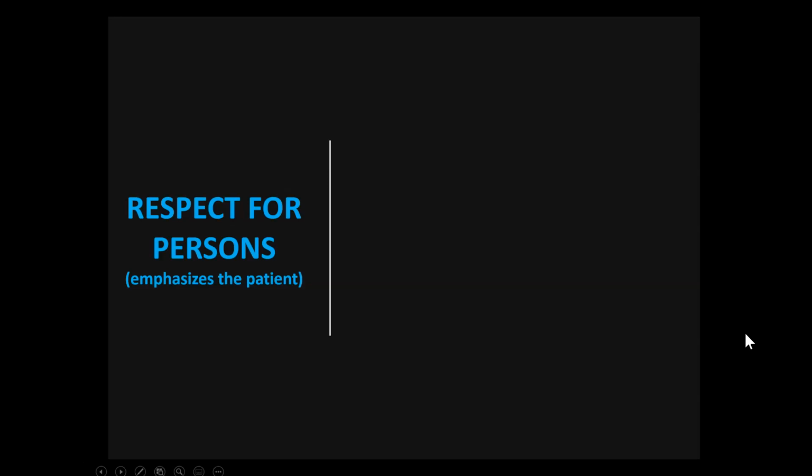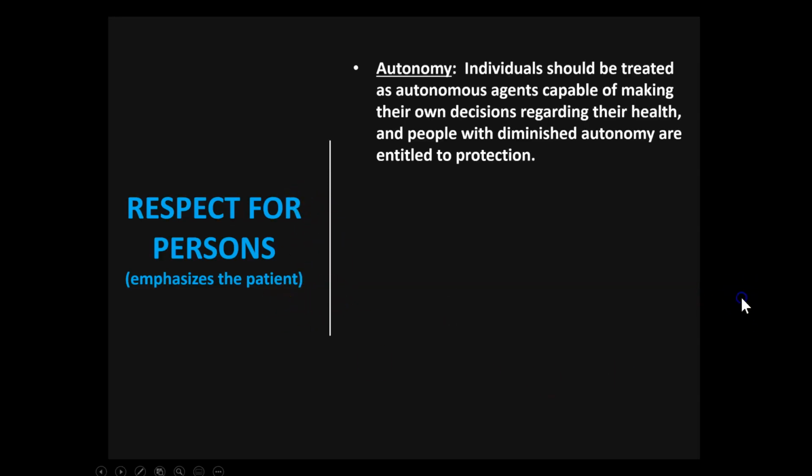So the respect for persons principle emphasizes the perspective of the patient, the person whose body we're talking about here. The person who is either deciding to participate in some research or have some sort of treatment done to them, or potential procedures done to them. Of course, the patient has a perspective. So respect for persons is meant to emphasize the patient perspective. And respect for persons encompasses some sub items, right?